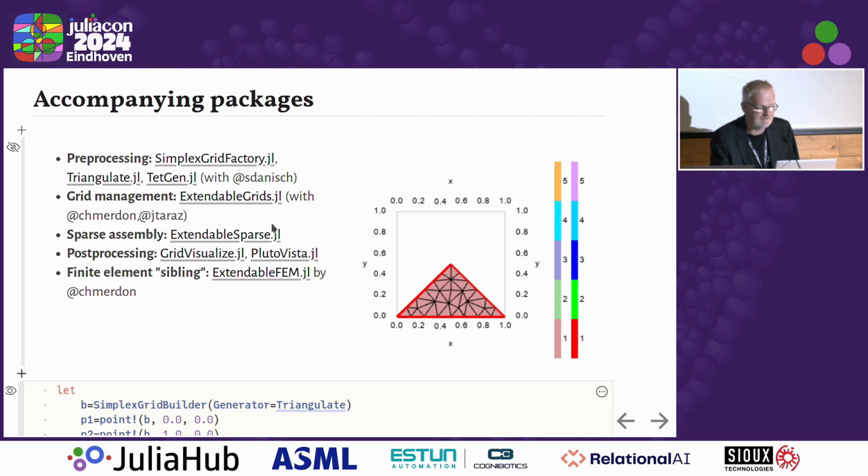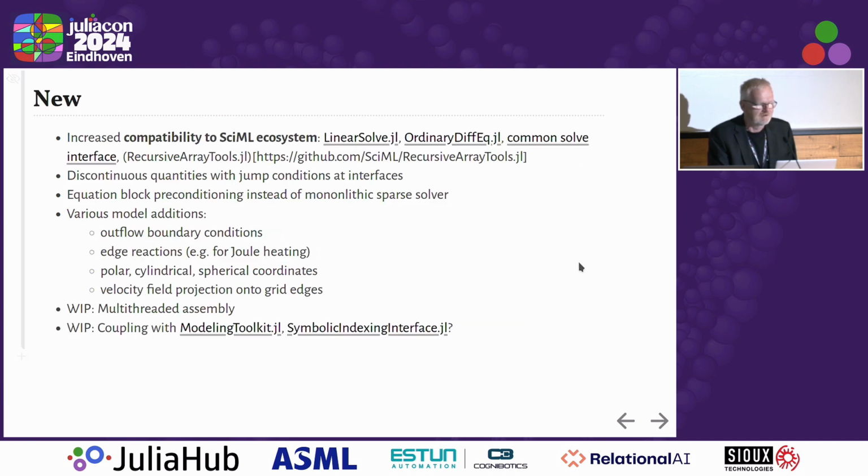Grid management I'm doing together with Christian Merdon mainly, who has also a sibling finite element package in the same kind of package ecosystem. And for post-processing, you have seen now a code which I call GridVisualize.jl in connection with PlutoVista.jl, which basically enables 3D visualization in Pluto notebooks based on VTK.js, so making it in the moment faster than Makie. I hope at some point I can also use Makie for this. So it already works, there's a Makie backend, but it's not completely perfect now in the Pluto notebooks at the moment.